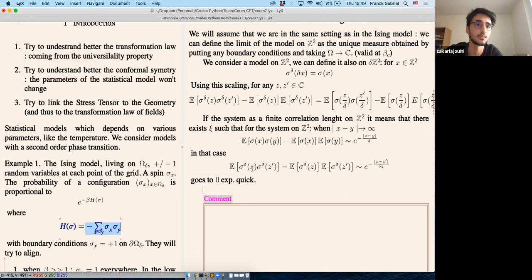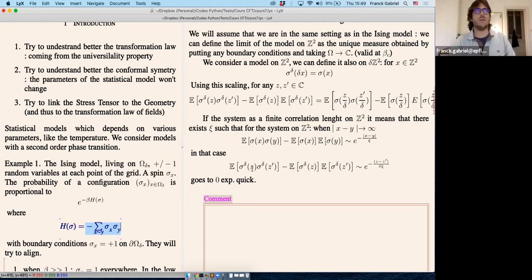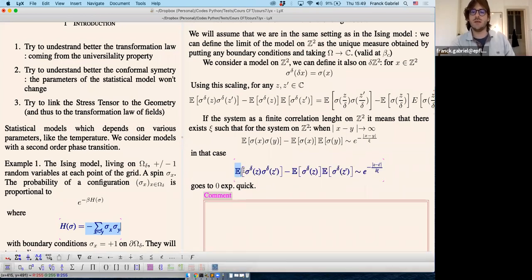I mean, yeah, what it means is that we wouldn't be able to replicate what we did for the Gaussian free field, which means that what we want is to say, well, if I multiply this by delta to the power something, this by delta to the power something, I should get that all this goes to a finite number. But if all this goes exponentially quickly, I cannot multiply by delta to the power something and get something finite which is not equal to 0.